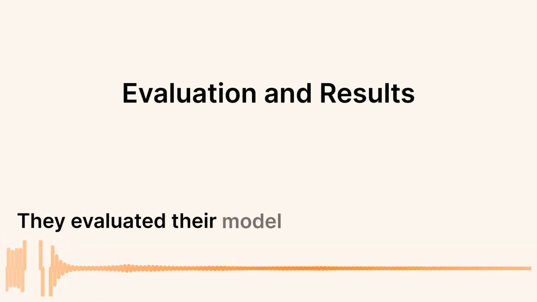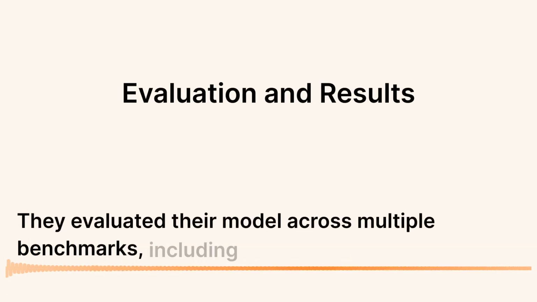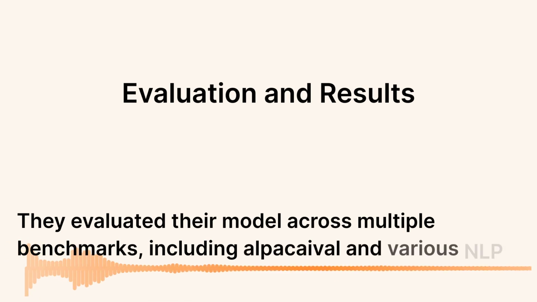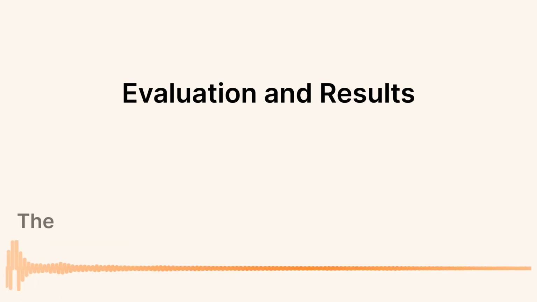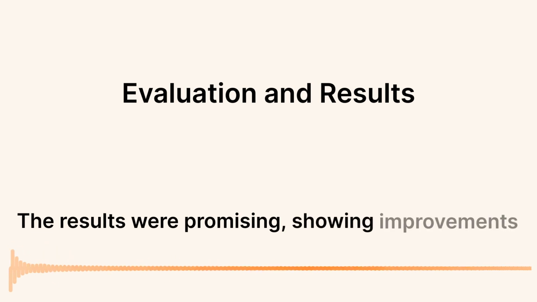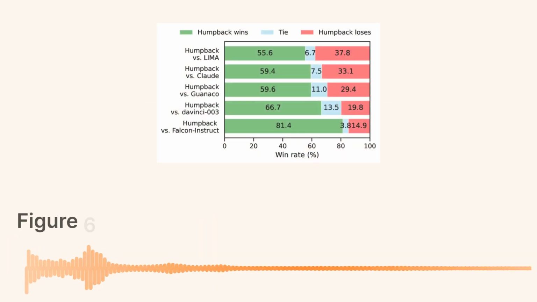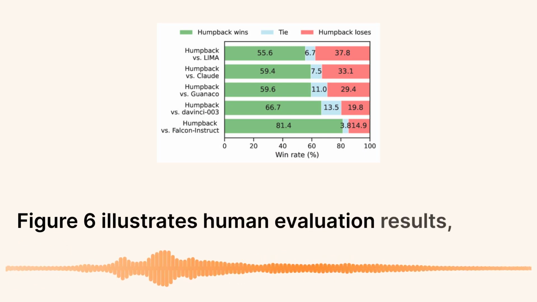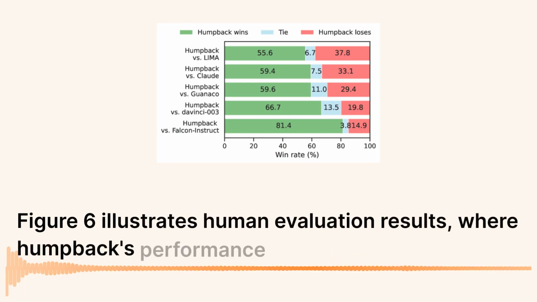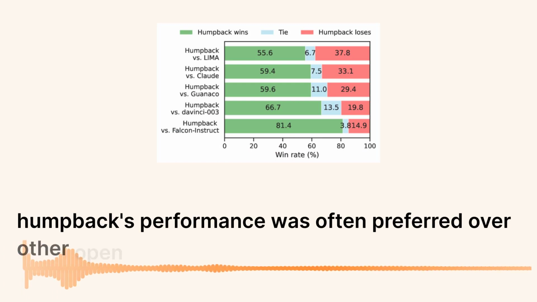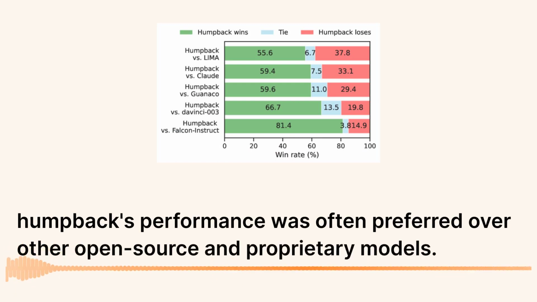They evaluated their model across multiple benchmarks, including AlpacaEval and various NLP tasks. The results were promising, showing improvements in both response quality and task diversity. Figure 6 illustrates human evaluation results, where Humpback's performance was often preferred over other open-source and proprietary models.